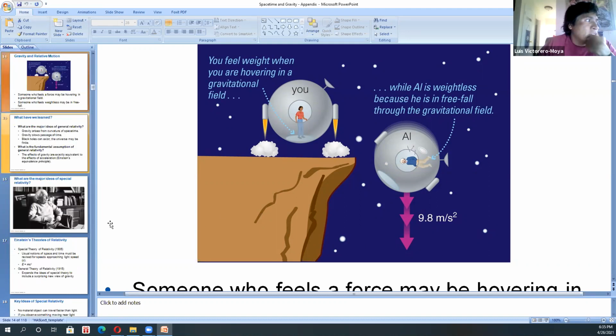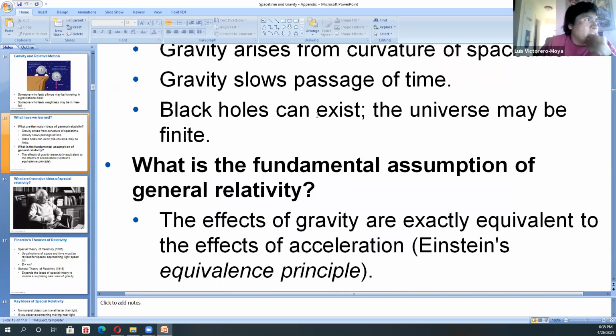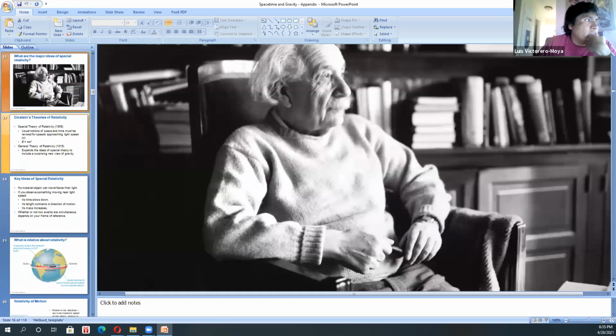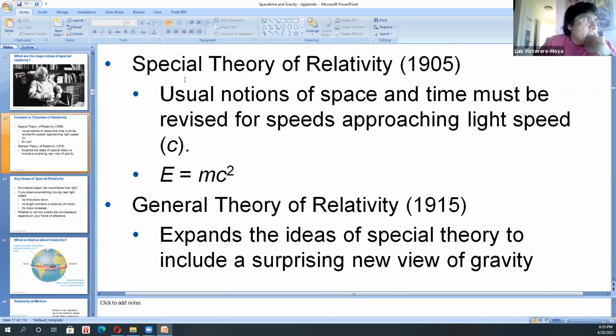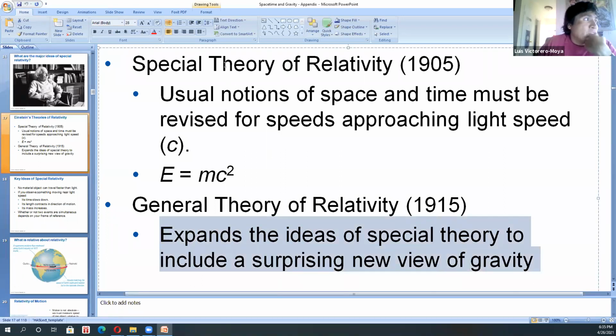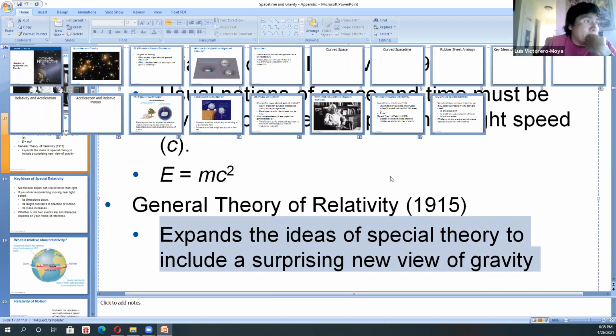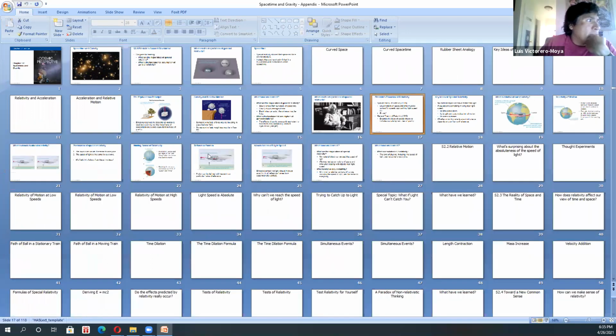The effects of gravity are exactly equivalent to the effects of acceleration. So that's Albert Einstein, just in case you don't remember. And that's special relativity, 1905. He introduced the notion of space and time here. In the general one, he expanded to include gravity. He needed to, because special relativity by itself was contradicting the whole idea of Newtonian gravity. All right? So let's talk a little bit about reference frames.